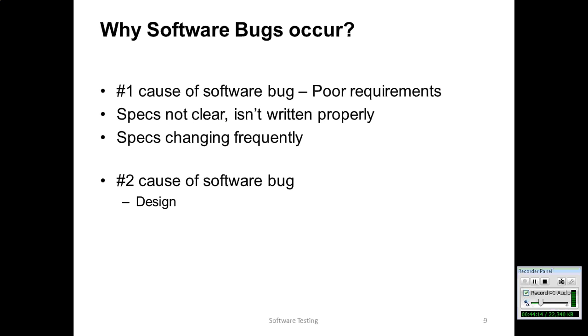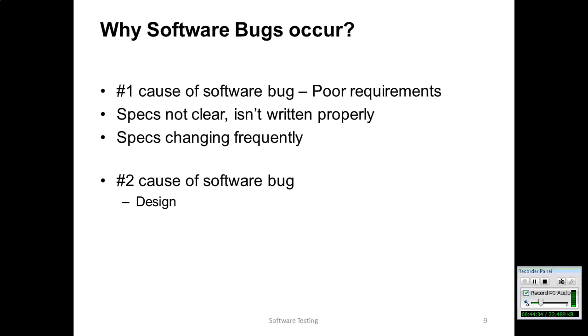Once a document is written, they have to design it. Generally, it will be done by the architects and the developers. And the number two cause of the software defects are the design document.